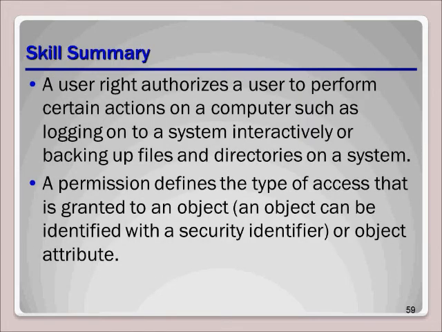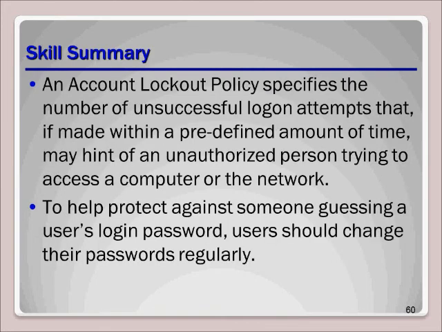A user right authorizes a user to perform certain actions on a computer, such as logging on to a system interactively or backing up files and directories on a system. A permission defines the type of access that is granted to an object. An object can be identified with a security identifier or object attribute.